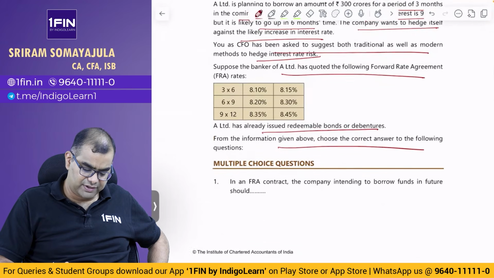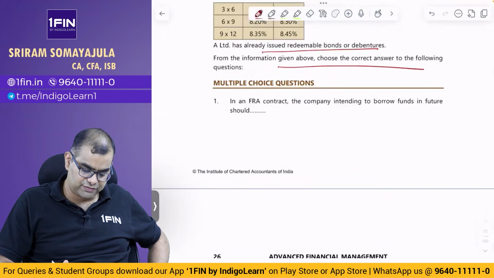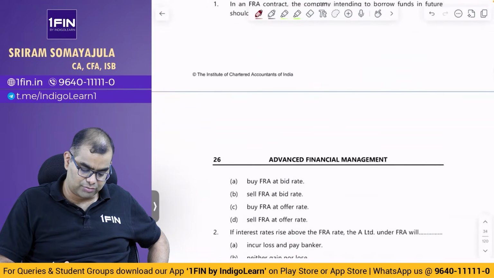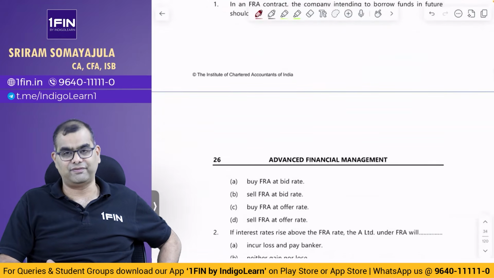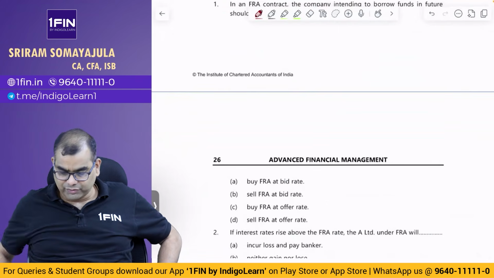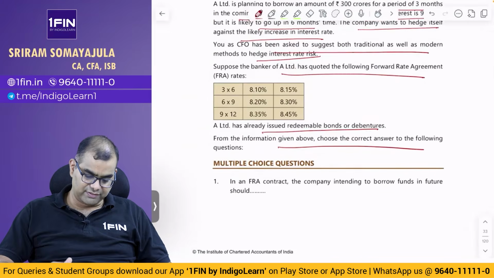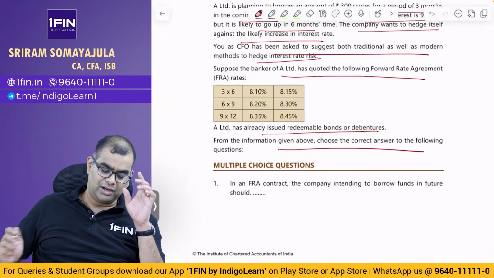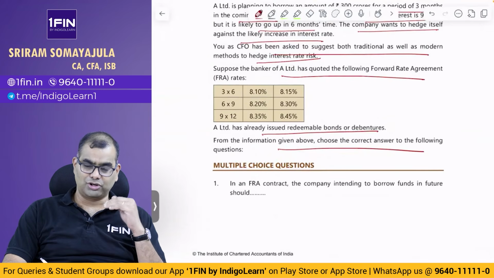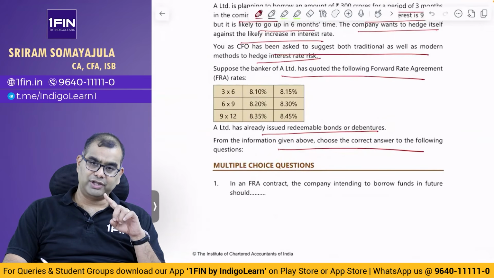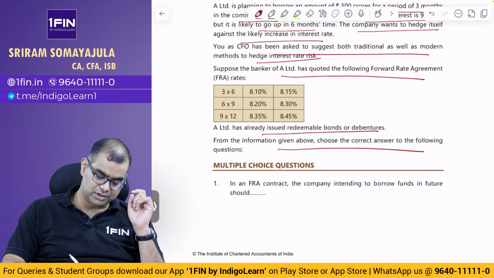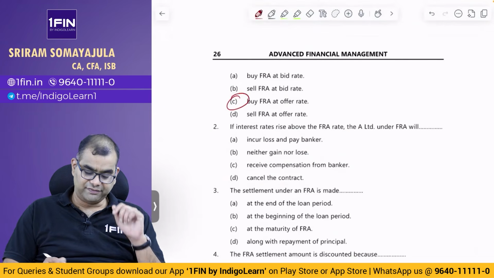If in an FRA contract, the company intends to borrow funds in future, should it buy FRA at bid rate or buy FRA at offer rate? See, first of all, they will buy FRA. When you are buying, what is the bid and ask? They have given two rates, right? Now, you are buying the FRA because you are going to borrow. When you are borrowing, you will always pay a higher rate. So, the ask is what is relevant. Buy FRA at offer rate.